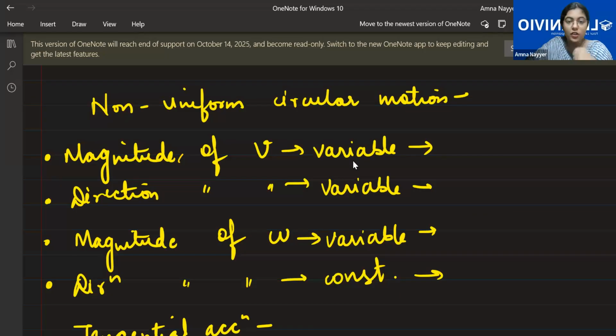Aisha, you were asking also that the velocity is getting changed, so how do we have it? That was not a part of uniform circular motion. This is a part of non-uniform circular motion. When the magnitude of the linear velocity is changing, we get tangential acceleration. When the direction of the linear velocity changes, we get centripetal acceleration.